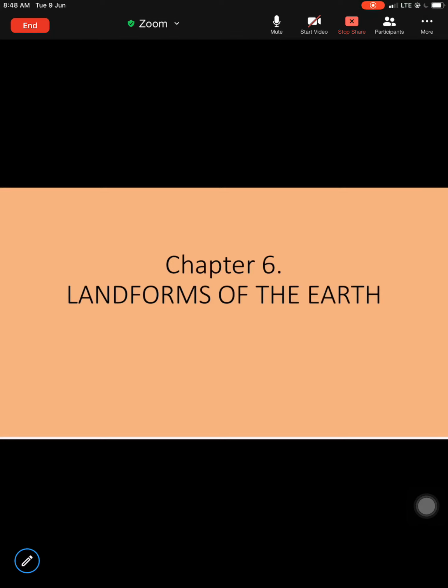We started with this chapter, landforms of the earth, where we tried to understand what landforms are. We learned about the significance of landforms, and then we learned about one landform, that is the mountains. We learned about the mountains, the various types of mountains. Today, we shall continue with the same chapter, but we are going to learn about the second landform, that is the plateaus. So let us begin.